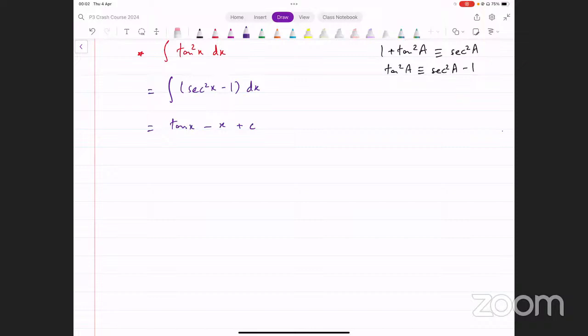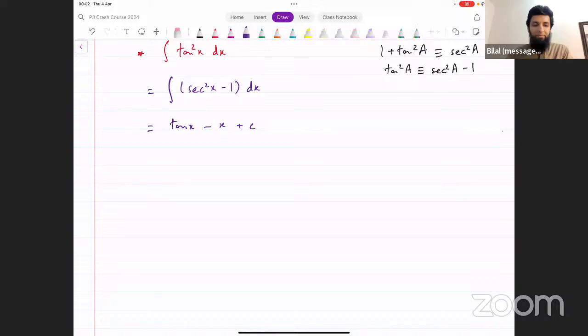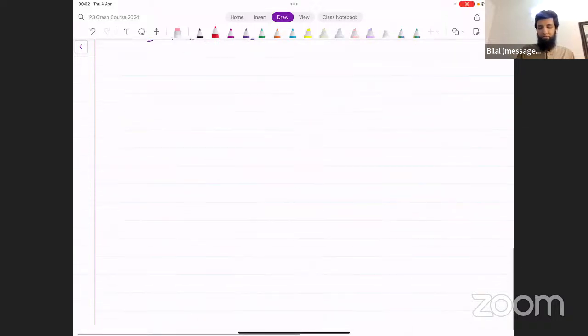Okay. So this is how we integrate sine squared, cos squared, and tan squared. Yes, sir. Now we have power 4. That's the more complicated part. Let's just do that and then we end for today.